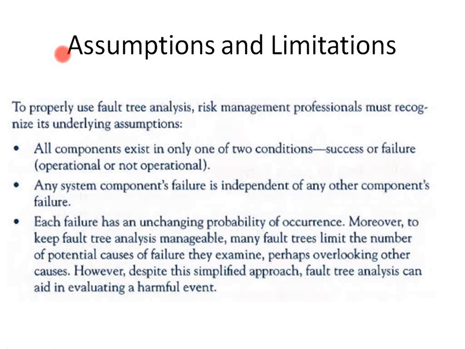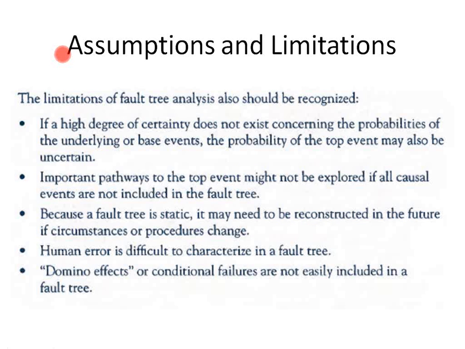Again, assumptions and limitations. When you look at it, all components exist in only 1 of 2 conditions, success or failure. It either works or it doesn't work. Any system component's failure is independent of another component's failure, and each failure has an unchanging probability of occurrence. These are the things, at a 50,000 foot level, that are important to keep in mind if you're using fault tree, the considerations as part of the assumptions you need to be aware of.